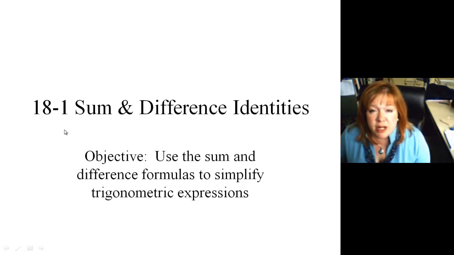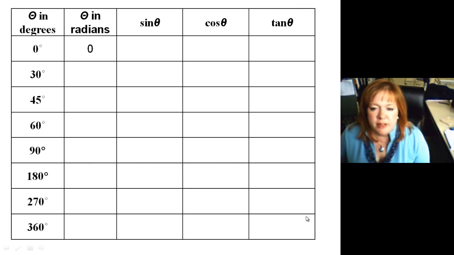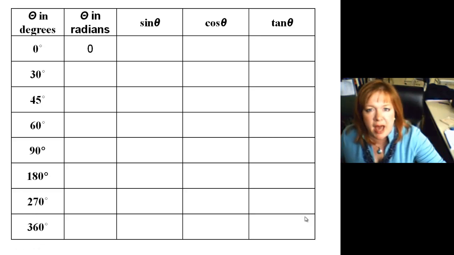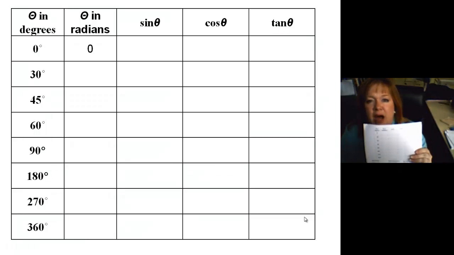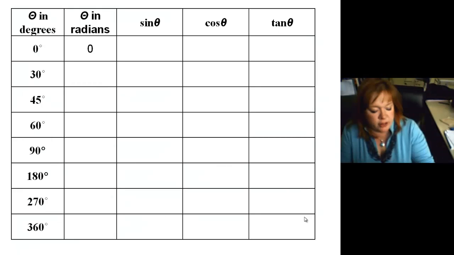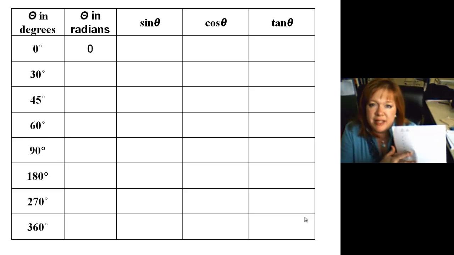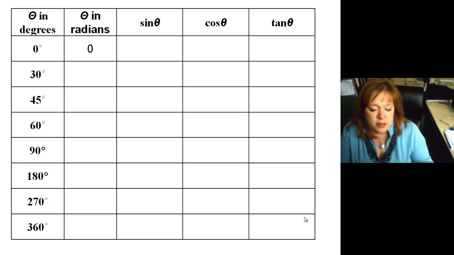Today we're going to talk about the sum and difference identities, and they look monstrous, but they're very easy once you get the pattern down. The objective is to use the sum and difference formulas to simplify trig expressions. So let's get going. First off, on the front of your notes you have the chart and all of the formulas here. So you're going to be able to use this paper on the test.